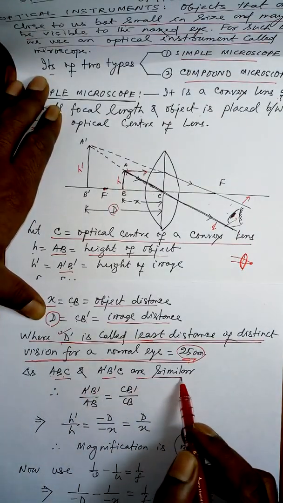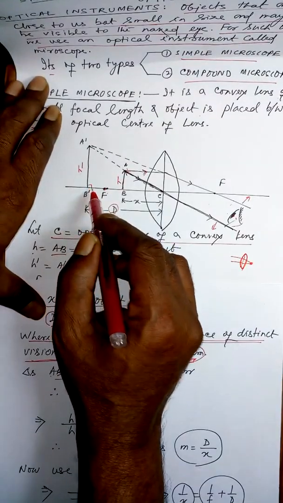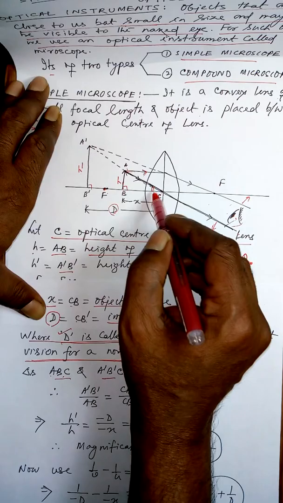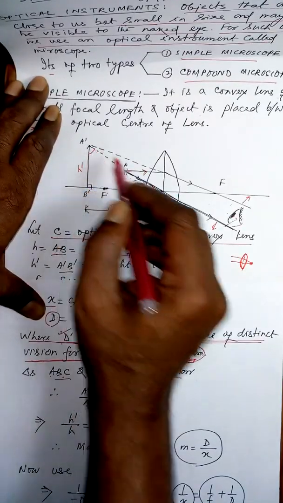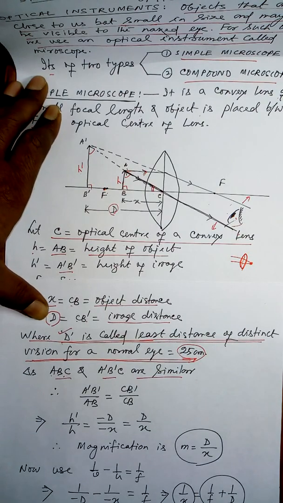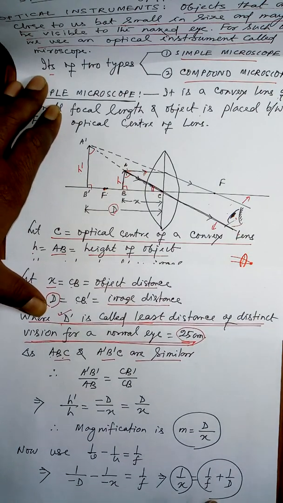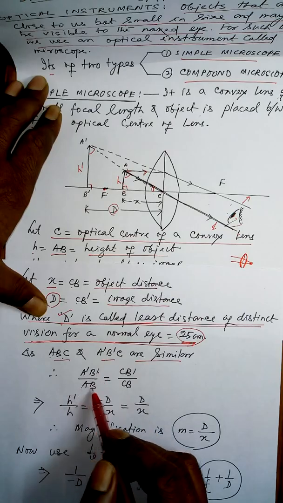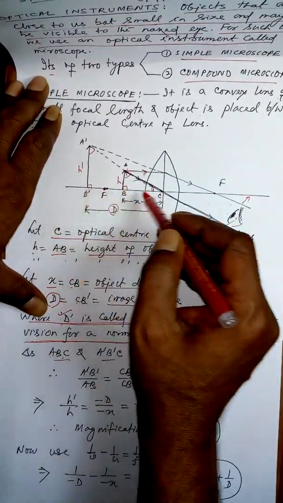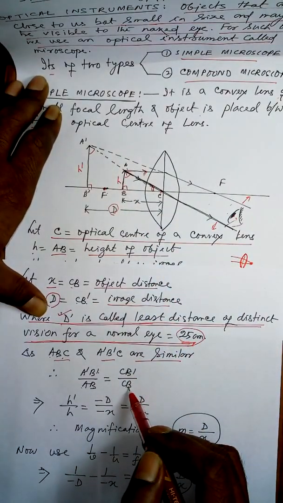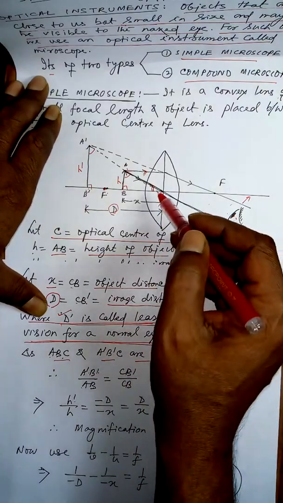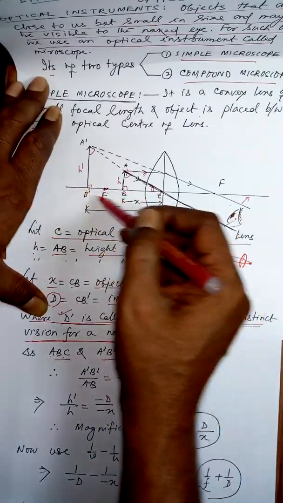ABC and A'B'C are similar. How similar? This is 90, this is 90, this is the common angle, and the remaining angle must be equal too, because the sum of the three angles in a triangle is 180. So the sides are proportional. Therefore A'B'/AB = CB'/CB, which is equal to h'/h.